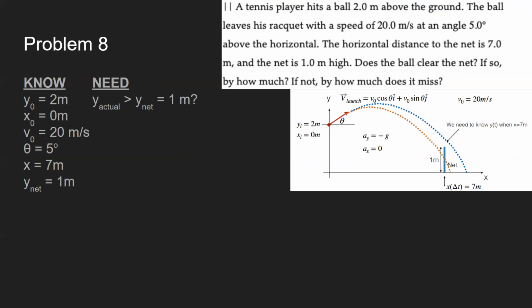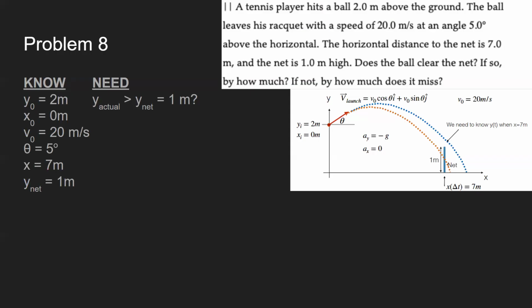A tennis player hits a ball 2 meters above the ground. The ball leaves the racket at a speed of 20 meters per second at an angle 5 degrees above the horizontal. The horizontal distance to the net is 7 meters, and the net is 1 meter high. Does it clear the net? If so, by how much? Or if not, how much does it miss?